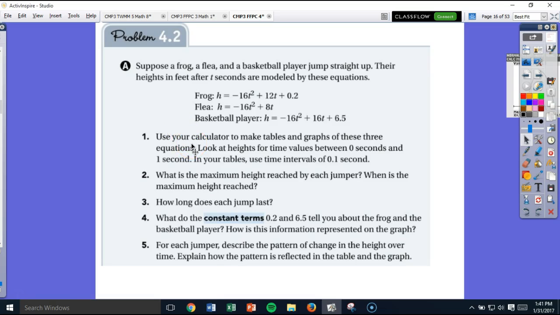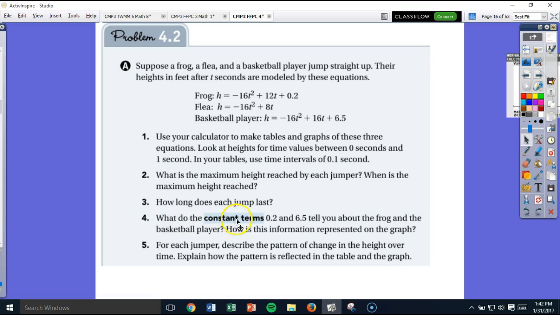So use your calculator, and again, I want you to use the color calculators for this because it's going to look a lot nicer for you. To make the tables and graphs of these three equations, look at heights for time values between 0 seconds and 1 second. And in that table, use time intervals of 1/10 of a second. So you should have 0 seconds, 0.1, 0.2, 0.3, and so on until you get up to 1.0. Then, what is the maximum height reached by each jumper? And when is that maximum height reached? How long does each jump last?